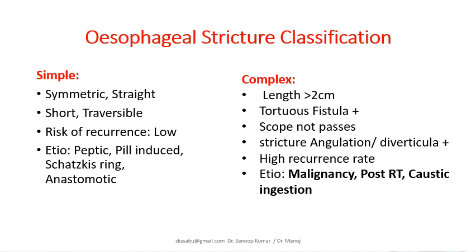The etiology for simple strictures will be peptic ulcer strictures in the distal esophagus, pill or drug-induced strictures, scarring, and anastomotic site strictures. While complex strictures will be malignancies, especially squamous cell carcinoma related strictures of the upper esophagus, or adenocarcinoma related strictures, post radiotherapy strictures, and caustic ingestion related strictures.